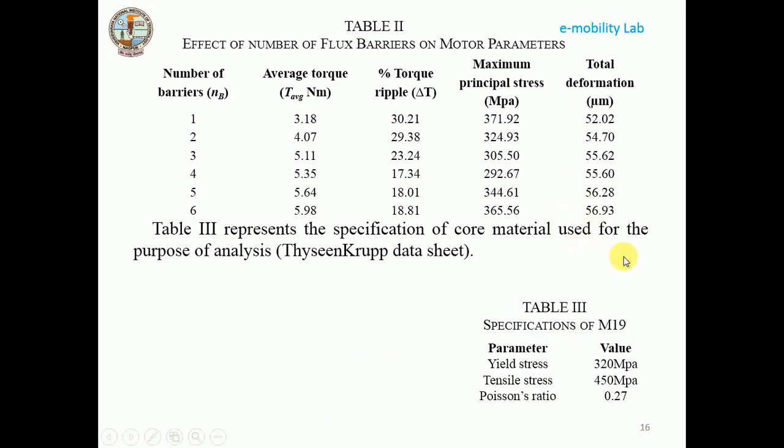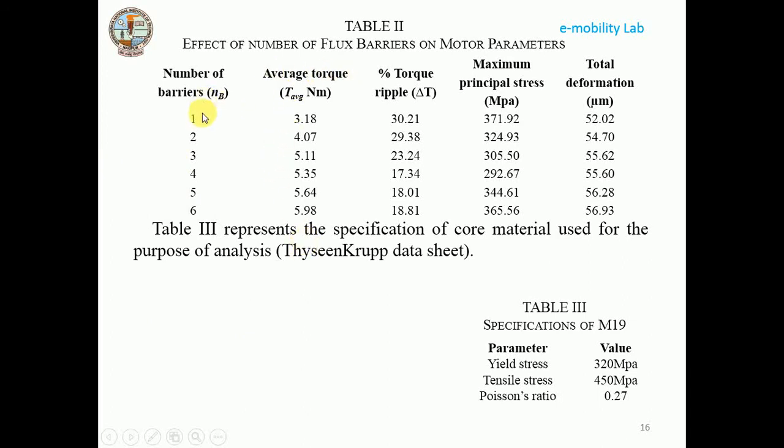Next, effect of number of flux barriers on the motor parameters. I already told you what is the effect of flux barriers. If you have more number of flux barriers, generally there is an increment in torque ripple. Apart from that, we have other aspects also for flux barriers. So this table shows the detailed analysis of increase in flux barriers, and what are the effects on the machine parameters.